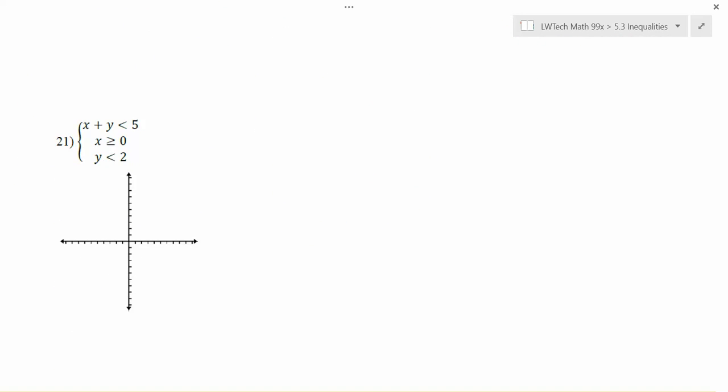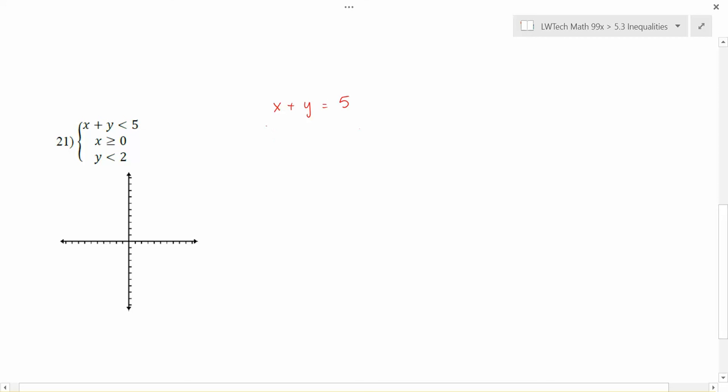We can have as many inequalities as we want. Again, I highly recommend using different colors for each of these. So let's go through and try this here. For the first one, we've got x plus y is less than 5. And so in order to graph that, I want to look at my boundary line, x plus y equals 5.